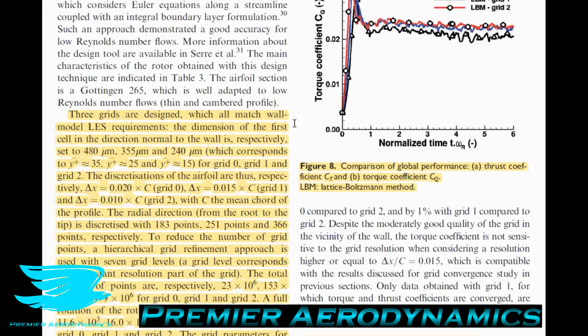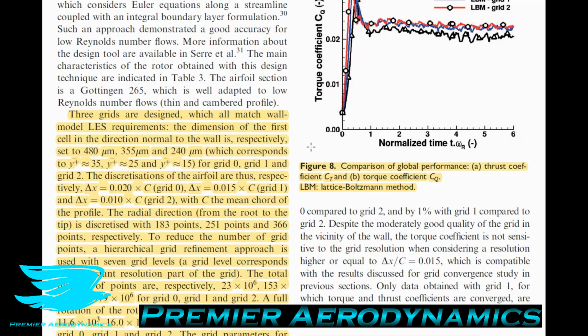So anyway, with these three grids that they designed, the dimensions of the first cell in the direction normal to the wall is respectively set to 480 micrometers, then 35 micrometers, then 240 micrometers. And these correspond to Y pluses of 35, 25, and 15. So it's well above 1. And as I mentioned, the reason why getting a Y plus of 1 is so difficult is because you need to have such a high resolution that the number of cells that you need just skyrockets. And they're designating these three different grid domains as grid 0, grid 1, and grid 2.